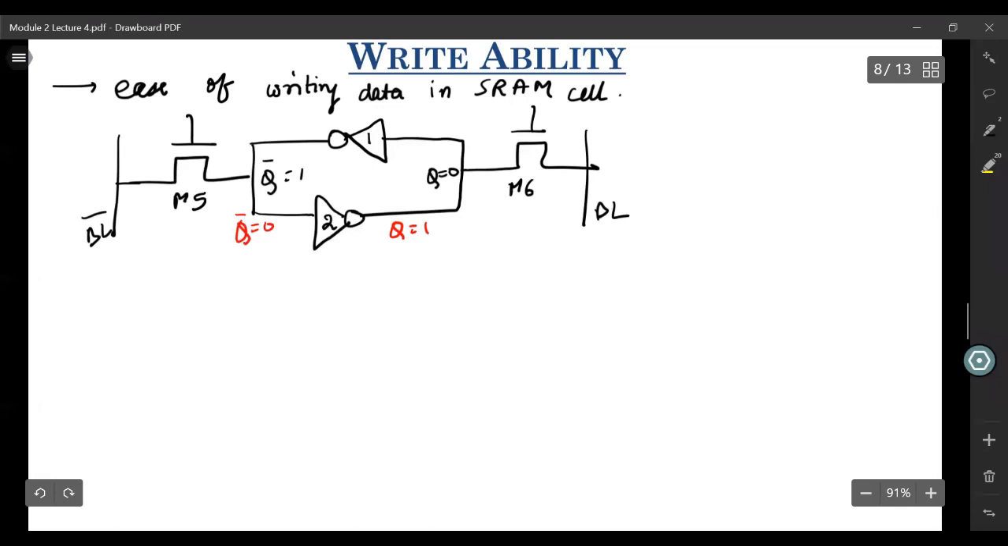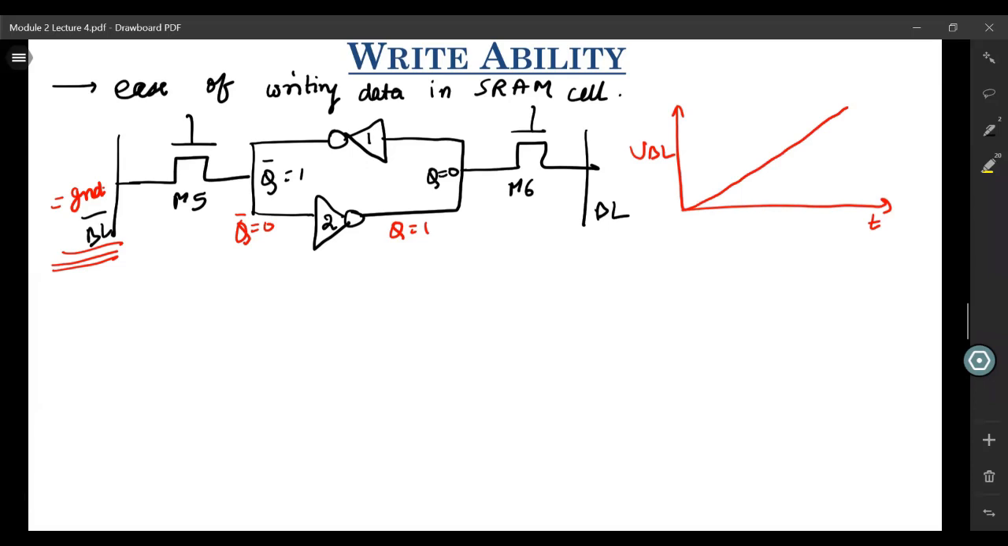For this, what we do in general is apply VBL equals VDD and VBL bar equals ground. But here, to measure the writability of our SRAM cell, we'll keep VBL bar at ground, but we won't apply a VDD to VBL. What we'll instead apply is a DC ramp. So if this is VBL and this is time, we'll apply a DC ramp like this to this BL terminal, and then we'll see the outputs at Q and Q bar.